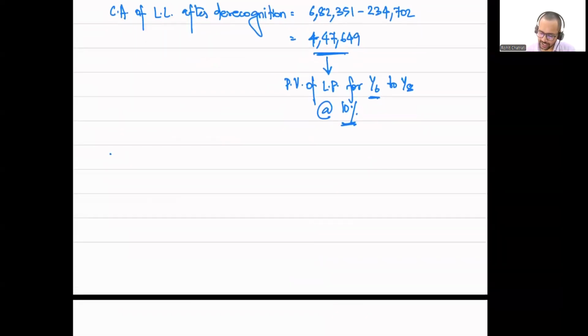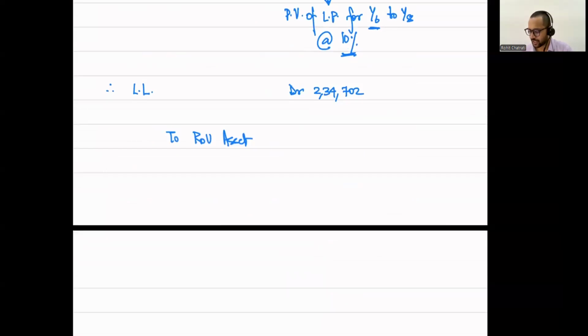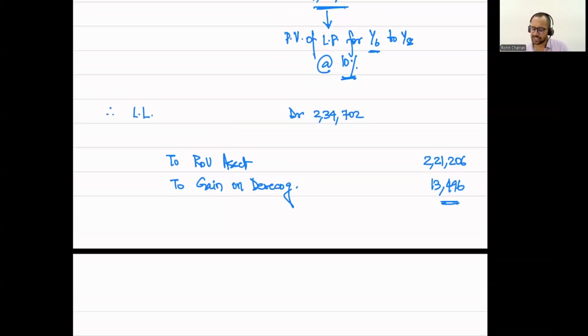Therefore, we now have the derecognition entry. We have lease liability debit of 2,34,702. We have credit ROU asset. We credit the ROU asset by 2,21,206, and we have a differential amount of gain on derecognition. The gain on derecognition is going to be equal to the difference of the two, which is 234,702 less 221,206, that is equal to 13,496.